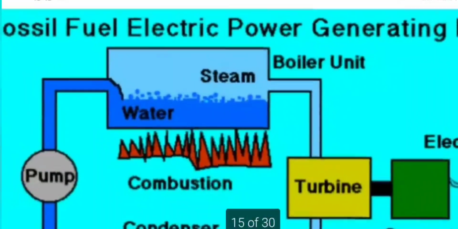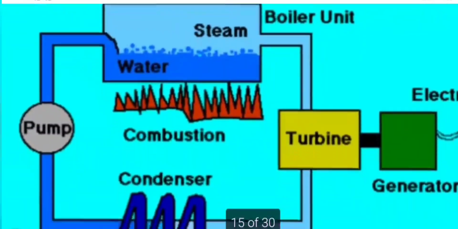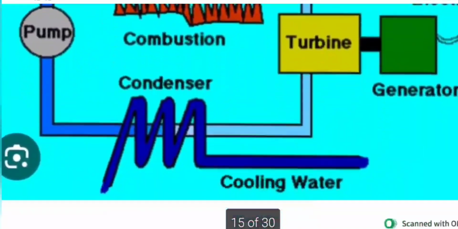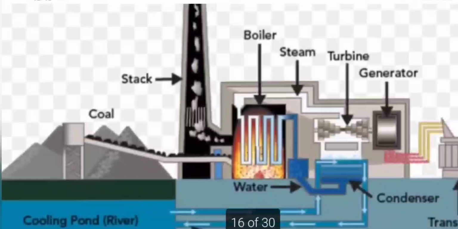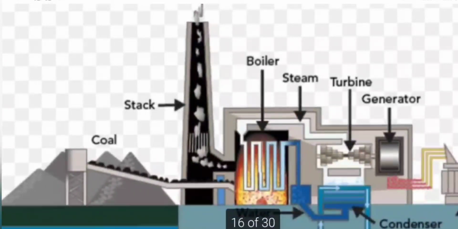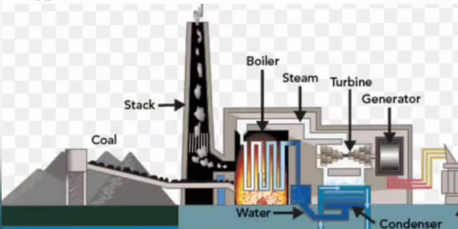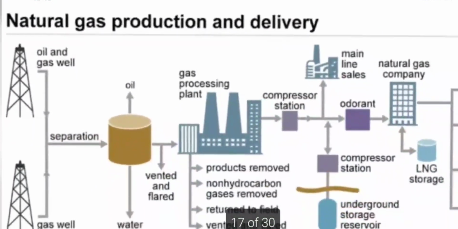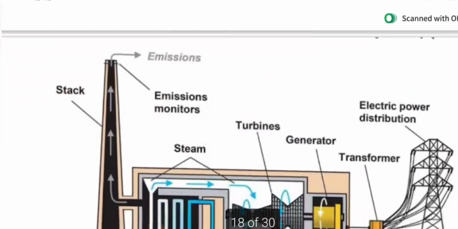So this is using the fossil fuels like coal. So how the energy is produced using the fossil fuel. And this is using the coal, how the energy is produced. So we have to use lot of coal as a raw material to produce the electricity. So this is using the gas, natural gas, how the electricity is produced.